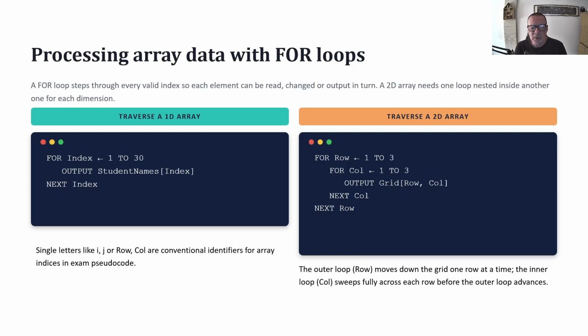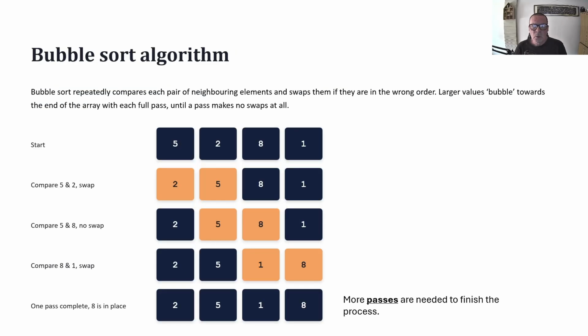So in this case we need a nested loop. The columns loop inside the rows. For every single row it will go through every single column and then output the element at that row and column position.